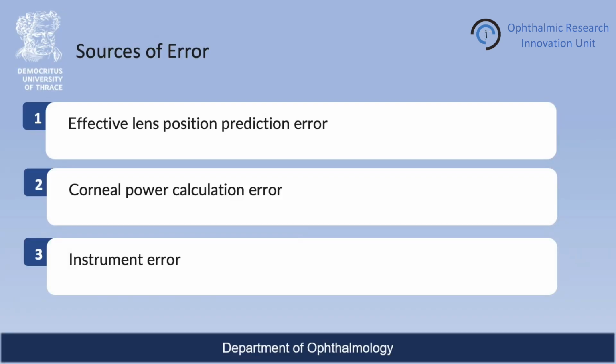Three different causes of error can be identified in the IOL power calculation process after refractive surgery: 1. Effective lens position prediction error. 2. Corneal power measurement error, and 3. Instrument error.